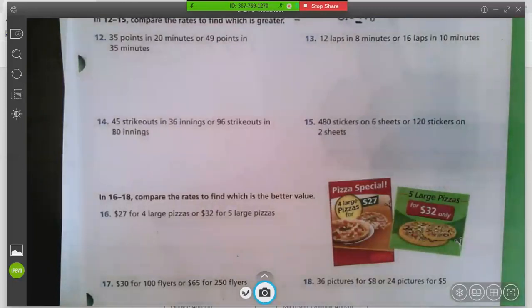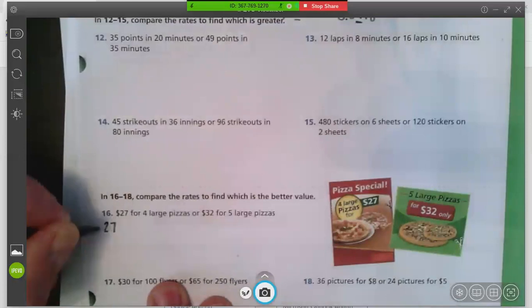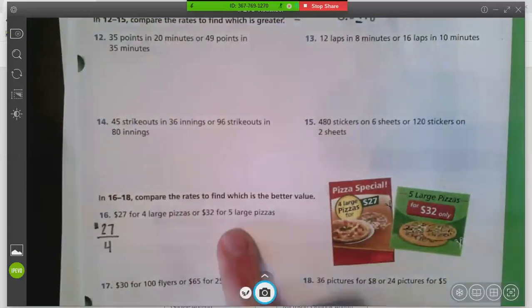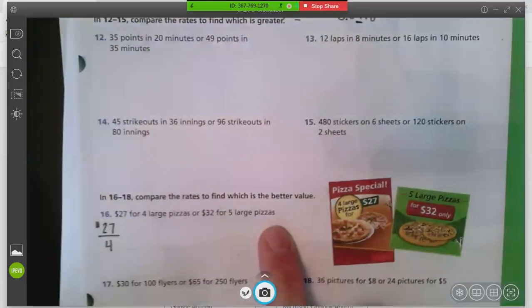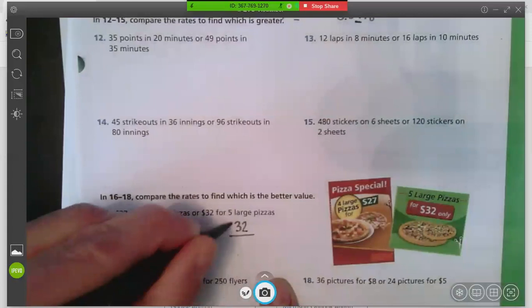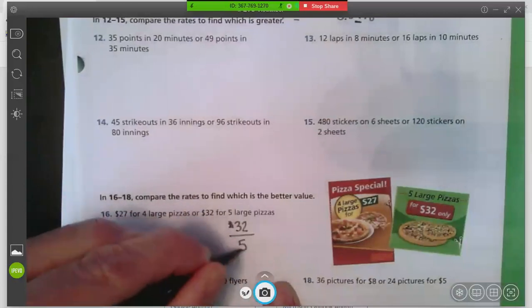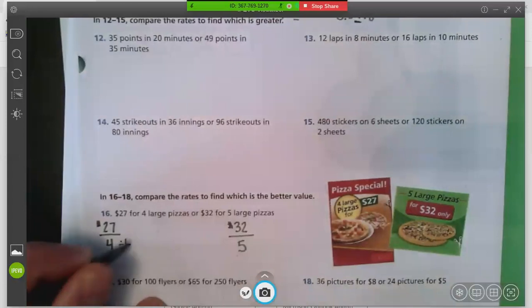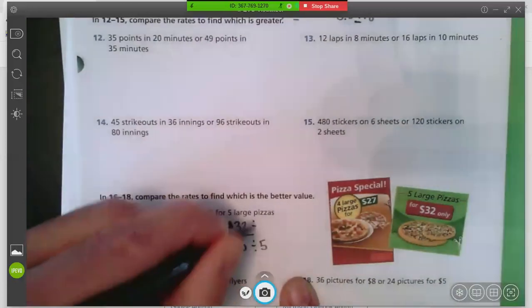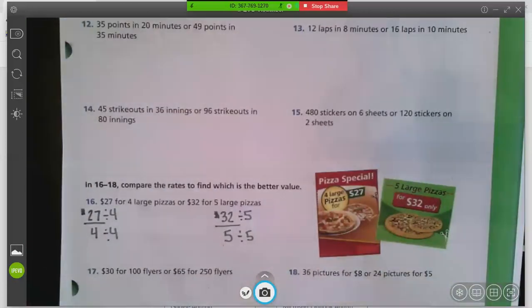What's the better value? So how am I going to set this up? You would put $27 on top and 4. Do you put 4 large pizzas or 4 pizzas? I could just put 4. We know it's 4 pizzas. And then over here, what am I going to put? $27 divided by 4. Yep. $32 divided by 5, okay? You're right, Peyton, we have to divide both terms by 4, and over here by 5, because you see specials like this all the time in the mail, okay?